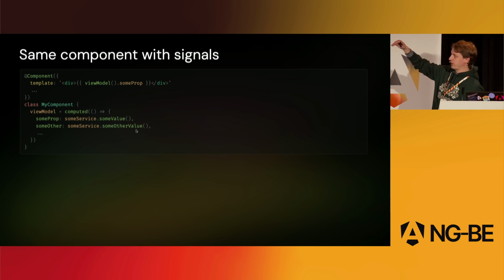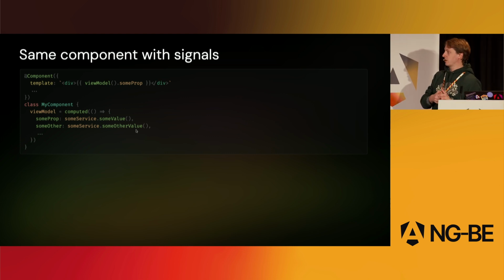So here, the computed replaces the combine latest because it's able to combine states, and you create your own state as a new object, and this is displayed then in the template.